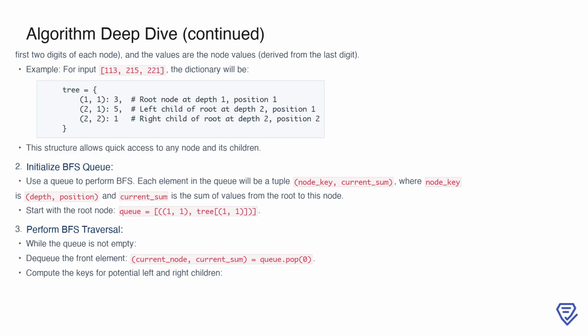Next, we initialize the BFS queue. Each element in the queue is a tuple of the node's key and the current path sum. Starting with the root node, we initialize the queue as (1, 1), tree[(1, 1)]. This setup ensures that we can traverse the tree while keeping track of the cumulative path sums.